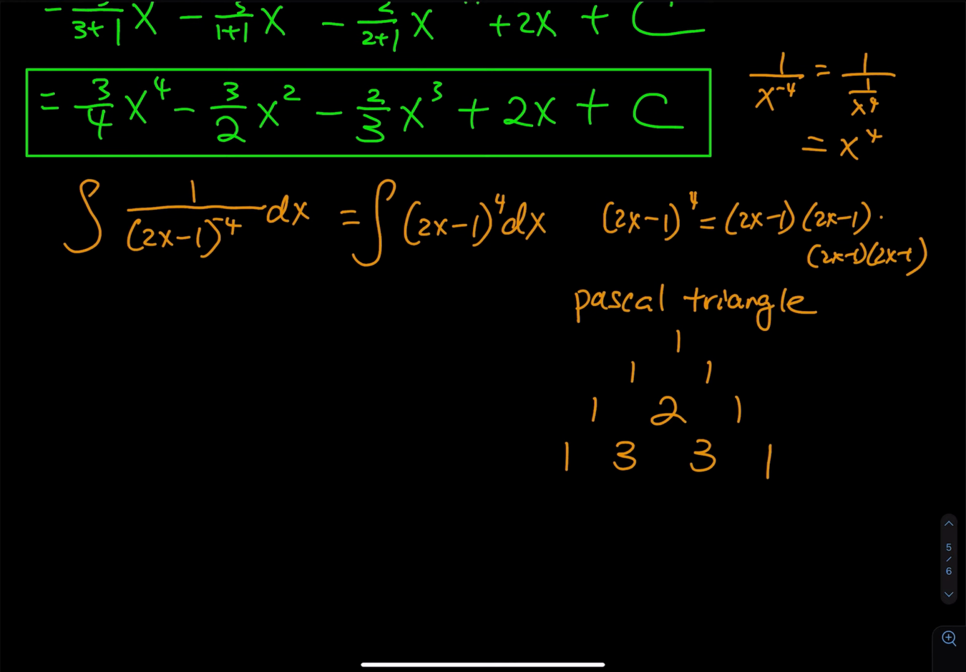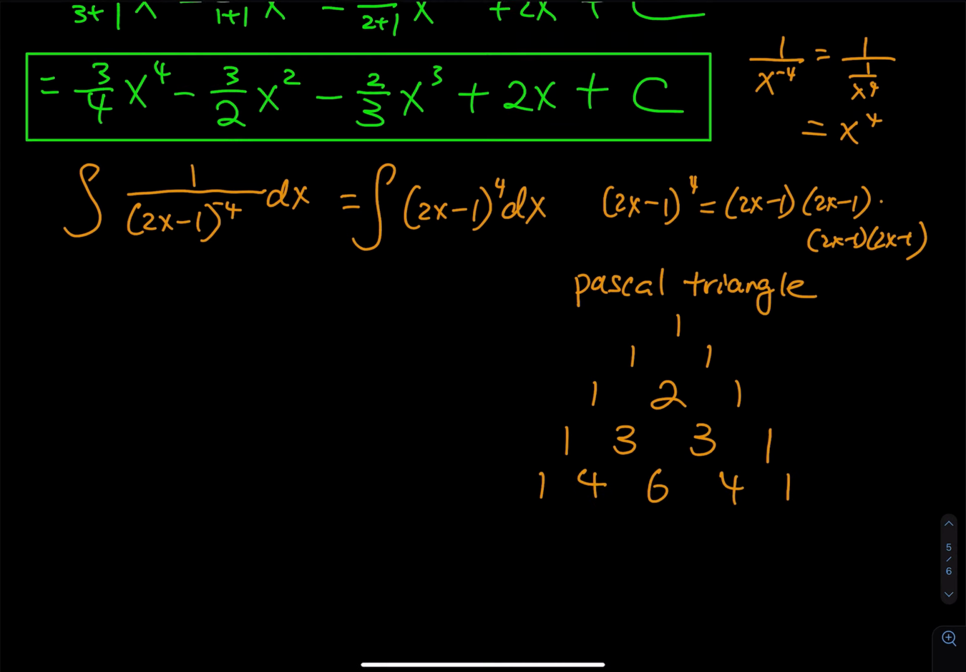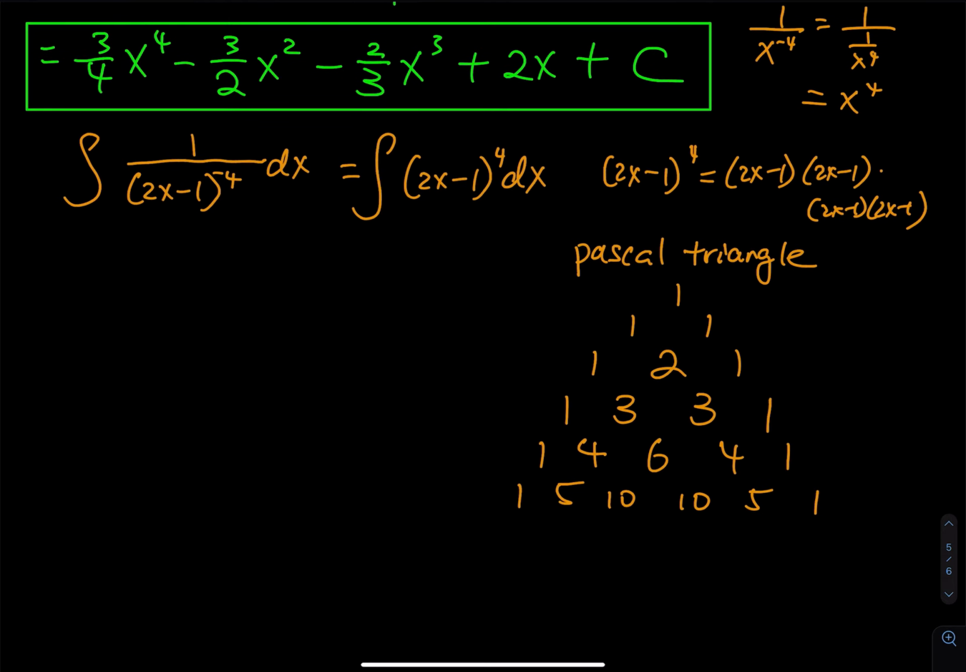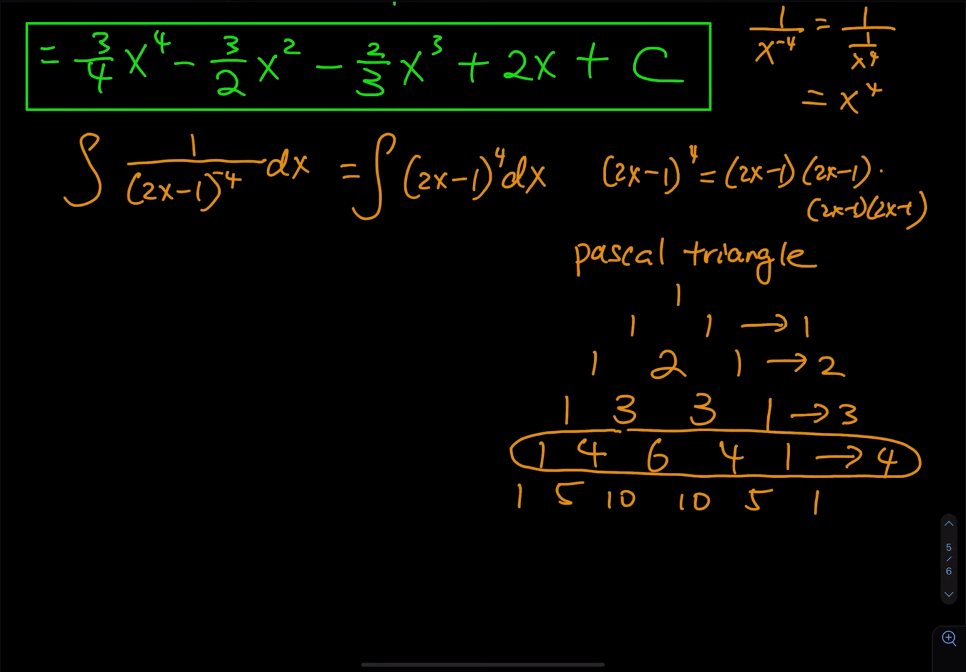The next line: 1, 1 plus 3, 3 plus 3, 3 plus 1, and end with a 1. And then the next line: 1, 4, 6, 4, 1. And this can go indefinitely, right? We take this as the first row, this as the second row, this as the third row, and this as the 4th row. Since we have a 4th power, I will be taking these 5 numbers.